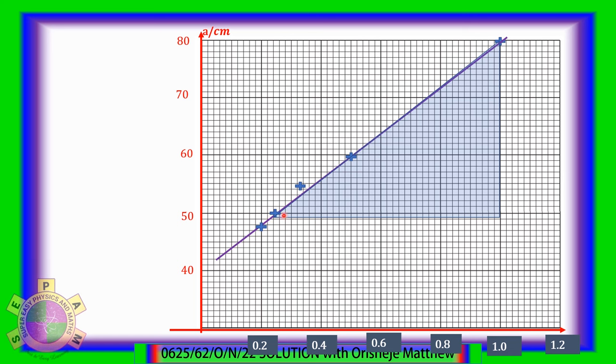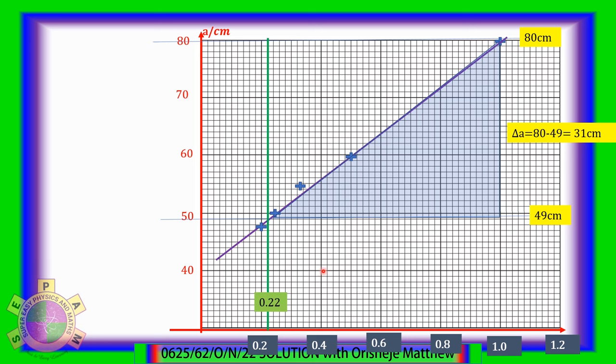And then your triangle should cover more than half of your curve. So don't make the triangle too small. So let's look at the vertical, so the top 80, then the horizontal 49. So we can now look at the difference, the rise, that is 31 cm, delta A. Then let's look at the horizontal, the run.